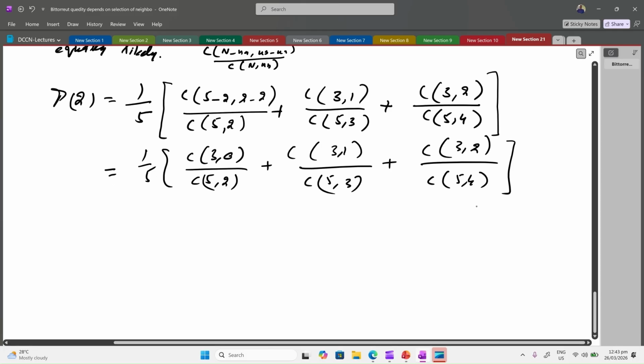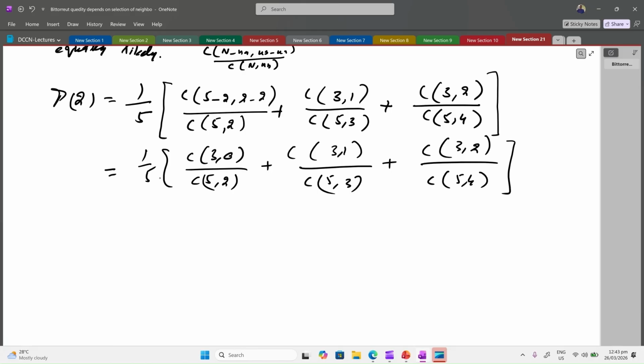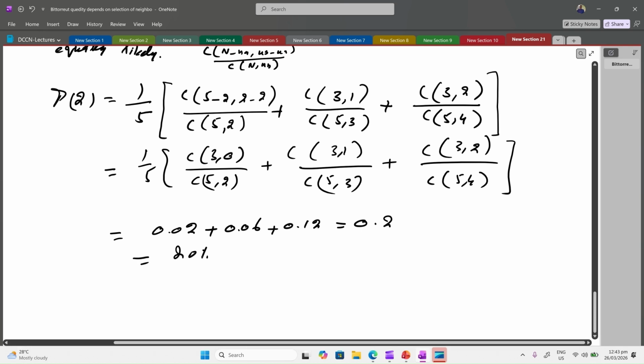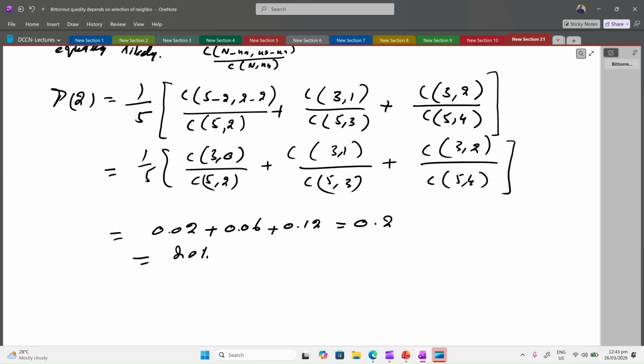Okay. If you solve it using the factorials formula that we have just discussed for the binomial theorem, and multiply it with 1 by 5, and do the same for the rest of the probabilities, we get this value: 0.02 plus 0.06 plus 0.12, which comes out to be 0.2, I mean 20%. So 20% is the overall probability that Bob will have all the chunks that Alice has.